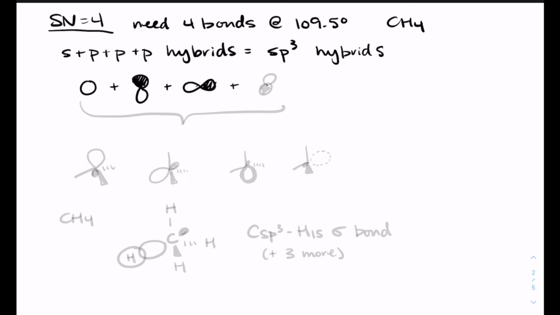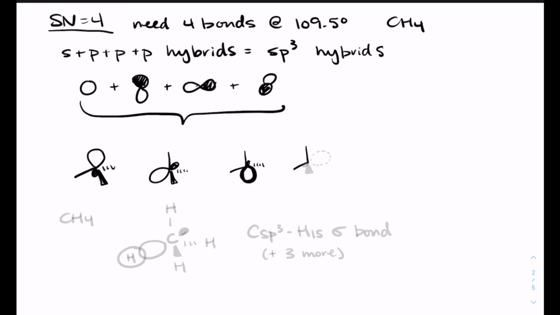So steric number 4, make 4 bonds, put in 4 orbitals. Well, that's my s and all 3 of my p orbitals. So I'm making sp3 hybrid orbitals. When you mathematically add these all together, the result is hybrid orbitals that point exactly 109.5 degrees away from each other in a tetrahedral geometry.